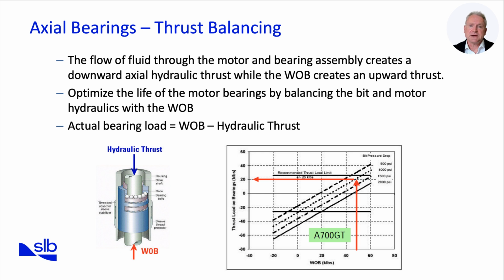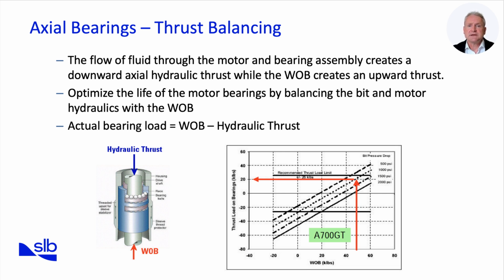This slide emphasizes the importance of balancing axial thrust for reliable motor performance. When fluid flows through the motor, it creates a downward hydraulic thrust, while weight on bit applies an upward thrust. If these are not balanced, bearings will be overloaded in one direction, causing premature wear. The equation used is actual bearing load equals weight on bit minus hydraulic thrust.